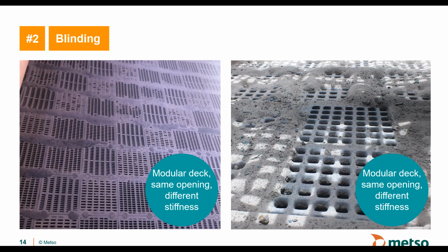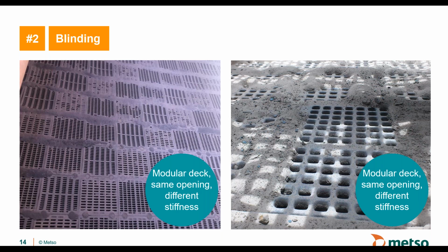And the difference between these modules that you see in the screen here is different material compounds. The ones that are more clean contain a softer rubber material in this case. Therefore, they are more able to flex during operation, and then the apertures will stay clean.